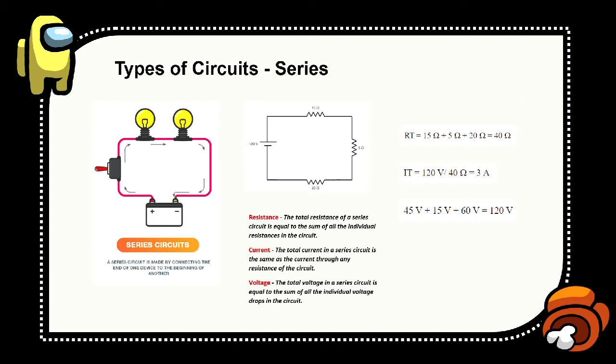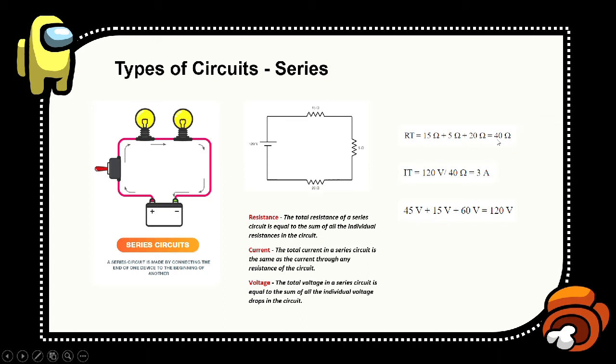For example, in this picture, which is an example of a series circuit, there are given values. We need to find the RT, the IT, and the VT. So R total is equal to R1 plus R2 plus R3, which is 15 ohms plus 5 ohms plus 20 ohms, equal to 40 ohms. So remember, RT is equal to 40 ohms.